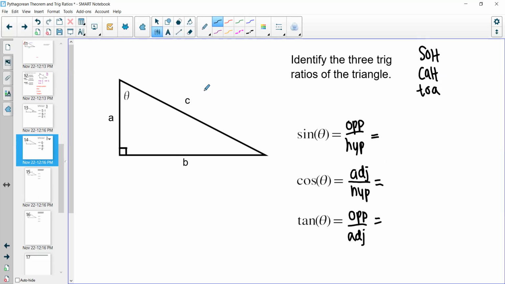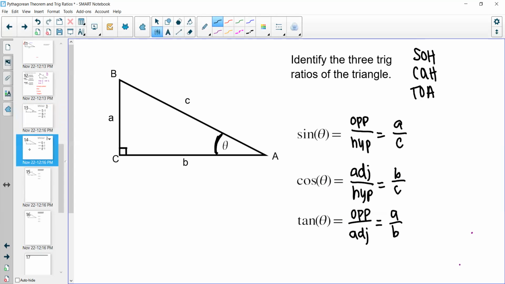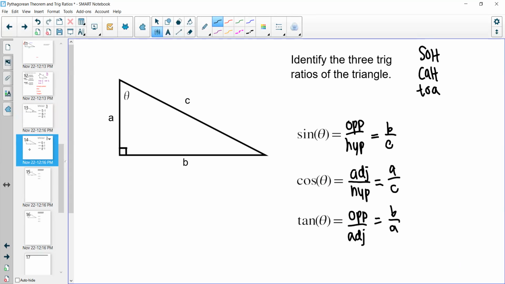So let's list our sine, cosine, and tangent of this theta angle here. Sine is opposite over hypotenuse, so in this case, it's going to be B over C. Our cosine is adjacent over hypotenuse, or A over C, and our tangent is opposite over adjacent, or B over A. So notice how between these two triangles, we switched the location of theta. None of the labels changed otherwise, but all of our ratios changed. Because the angle is different, the sides are different.